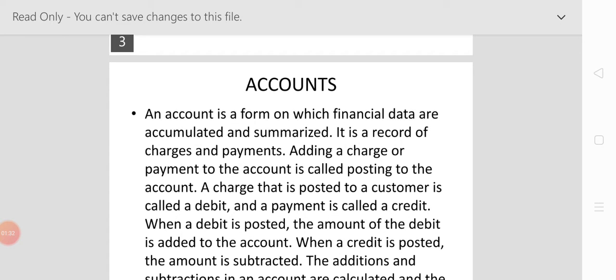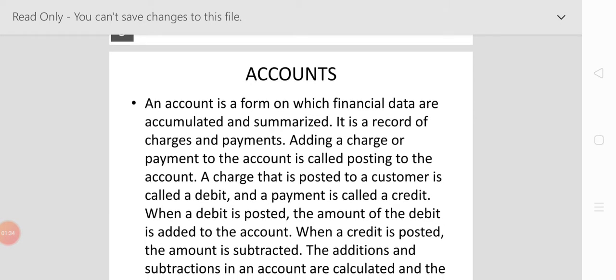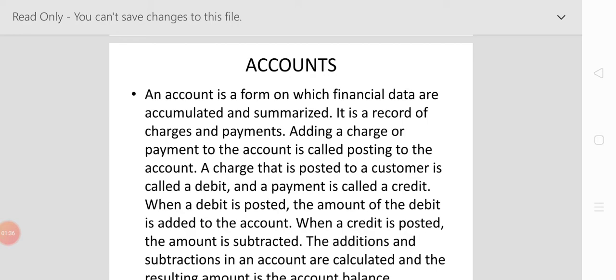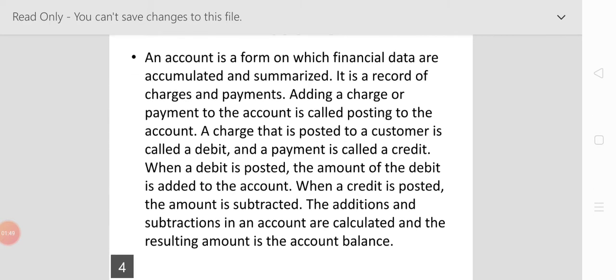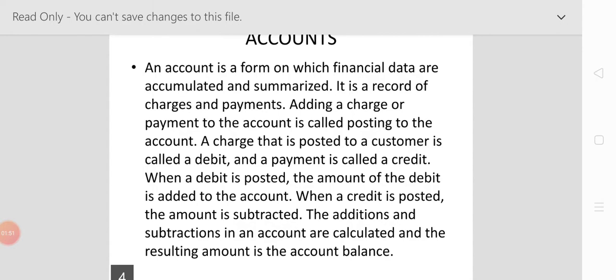An account is a form on which financial data are being accumulated and summarized. It is a record of charge and payment. Adding a charge or a payment to the account is called posting of the account. A charge that is posted to the customer is called a debit and the payment is called a credit. Suppose I had one cup of tea, the charge which is posted is called the debit and the payment which I have made is called the credit.